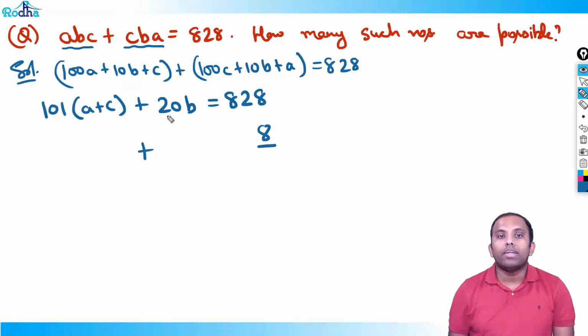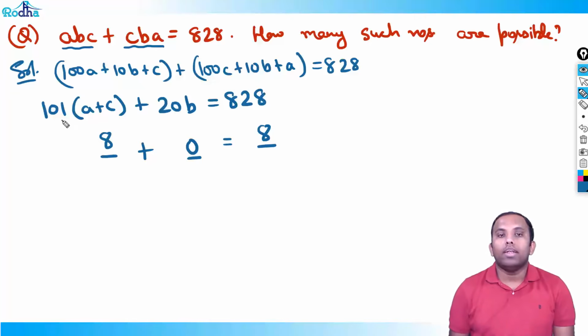In this case, 20 into B, because B is a digit, right? Digit is what? Anything between 0 to 9. That's an integer, right? So 20 into anything from 0 to 9 will always have unit digit 0. So obviously, to satisfy this unit digit, it has to be something plus 0 is 8. So here the unit digit has to be 8.